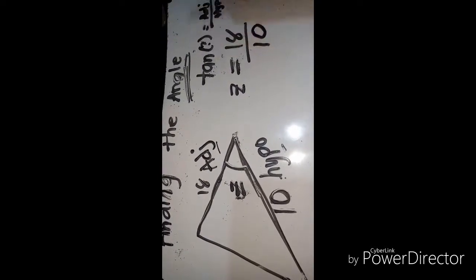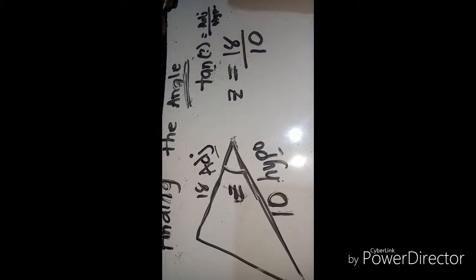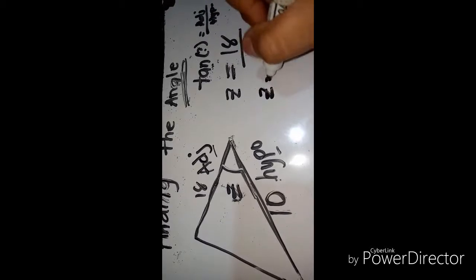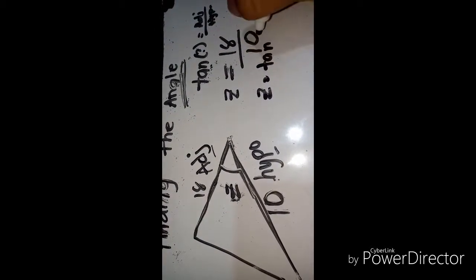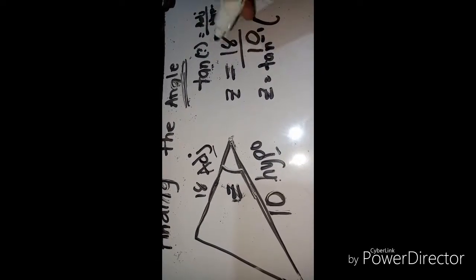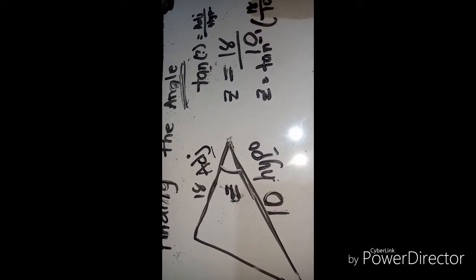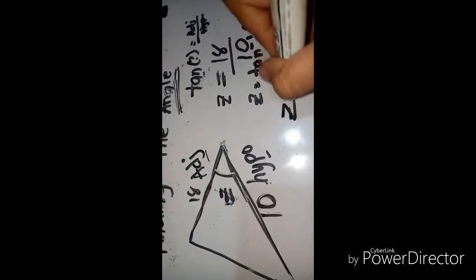So how are we going to use the tangent? Here, because we're going to substitute it, it will be like this, and the value of tangent is 18 over 10, the adjacent and the hypotenuse. So we're going to use the calculator.